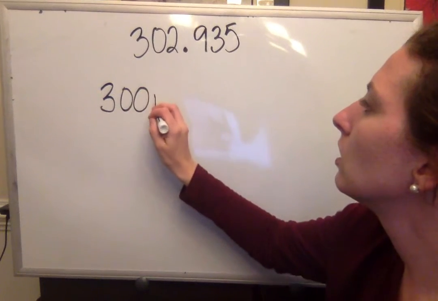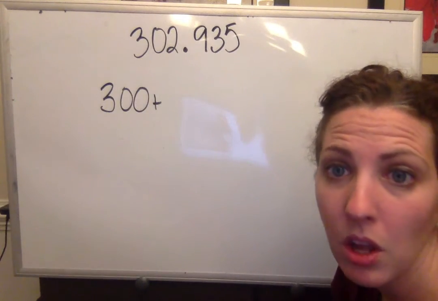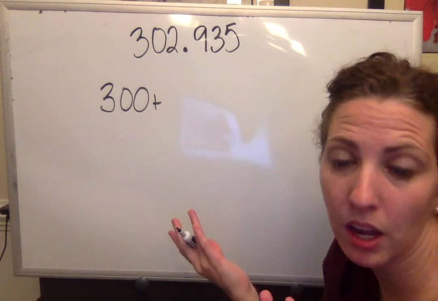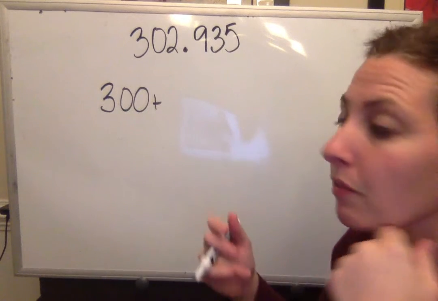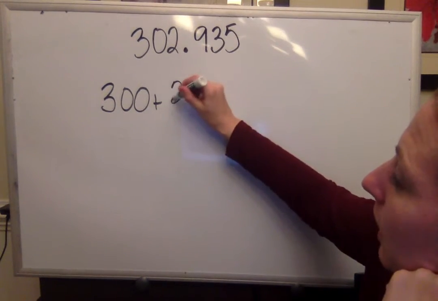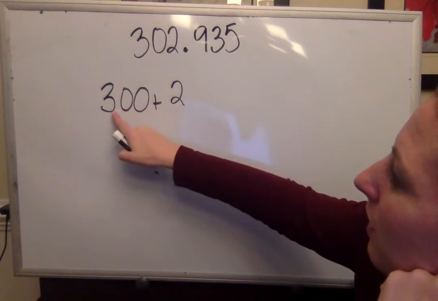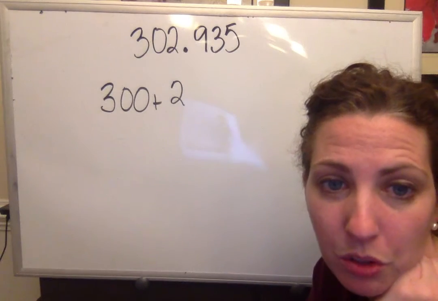300. Do I have anything in my tens? I don't, right? So I'm just going to leave that. Just don't even put it in because we don't have anything there. Okay? Then I'm going to go to my ones. I've got 2 ones. So I know that if I have 300 plus 2, that would give me 302.